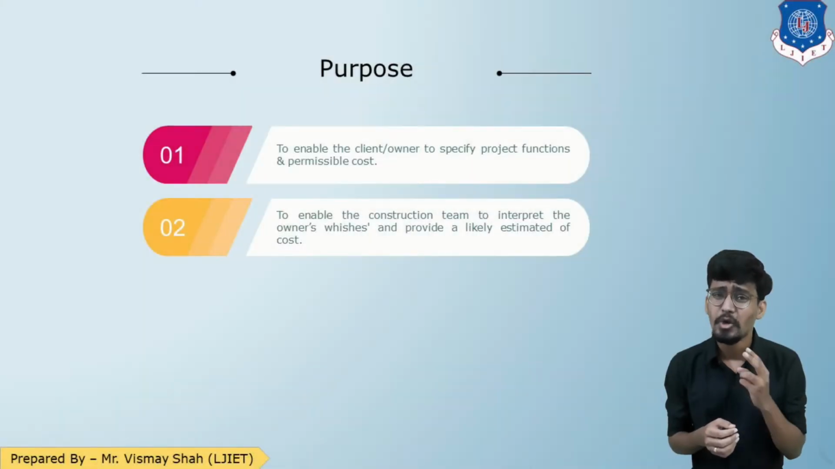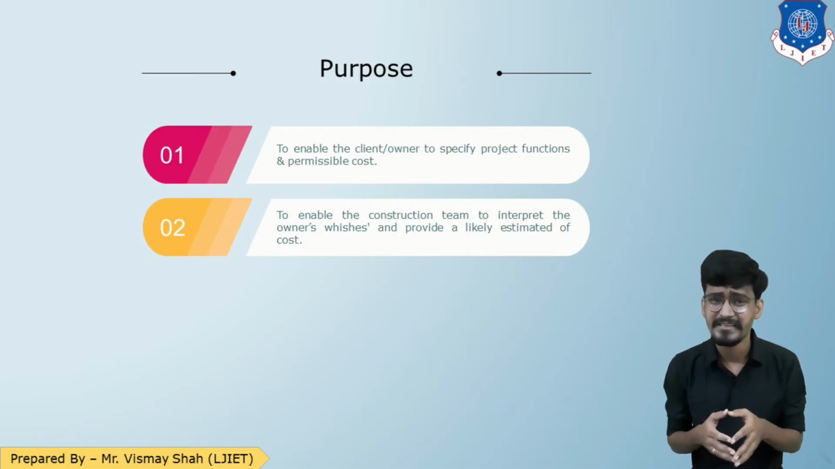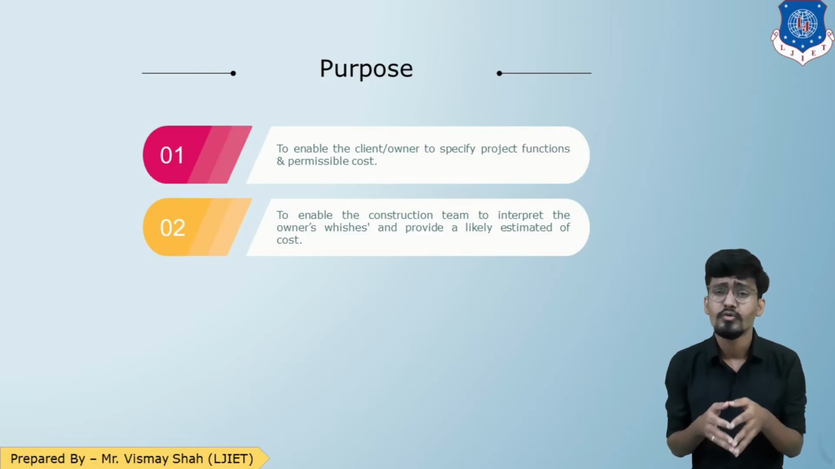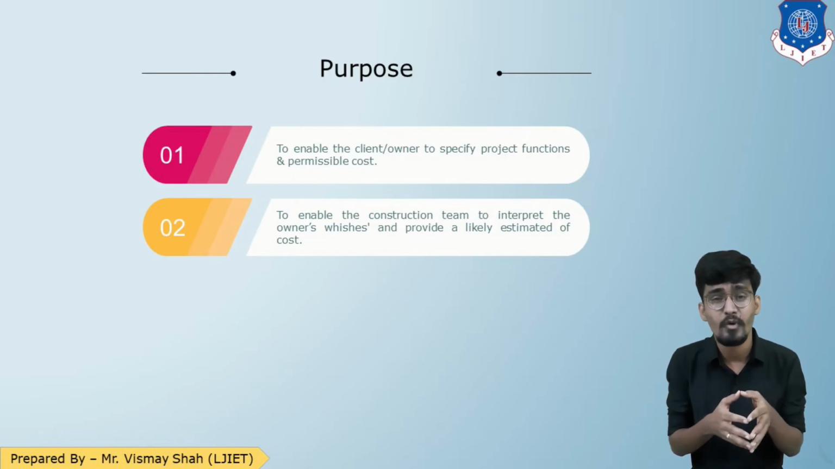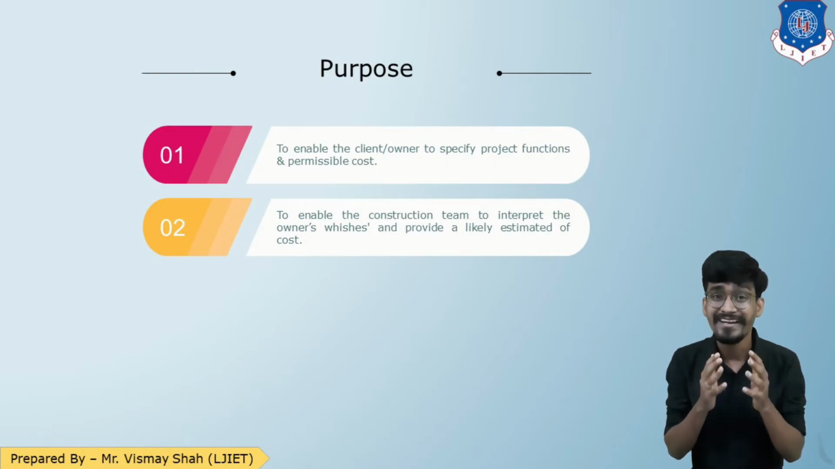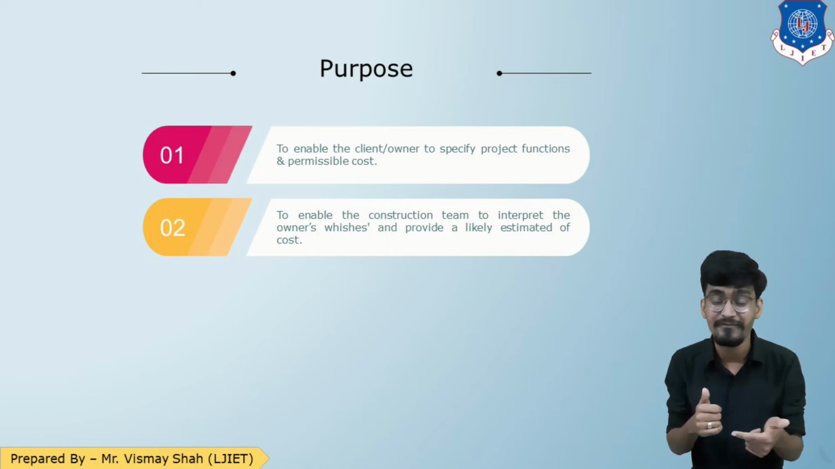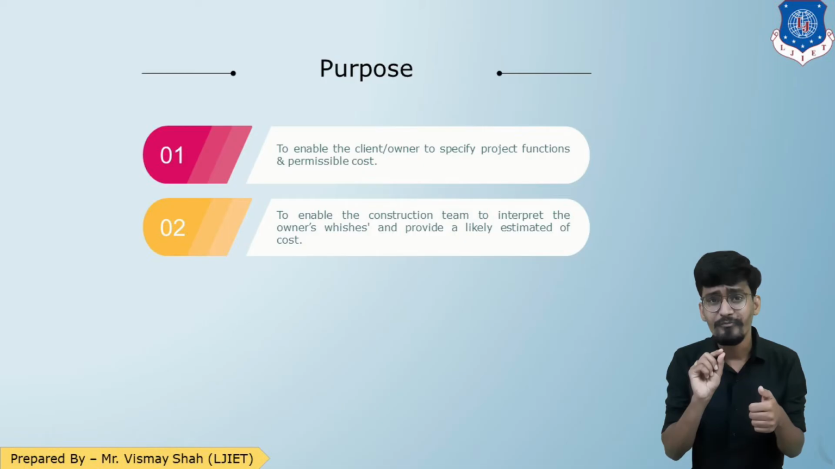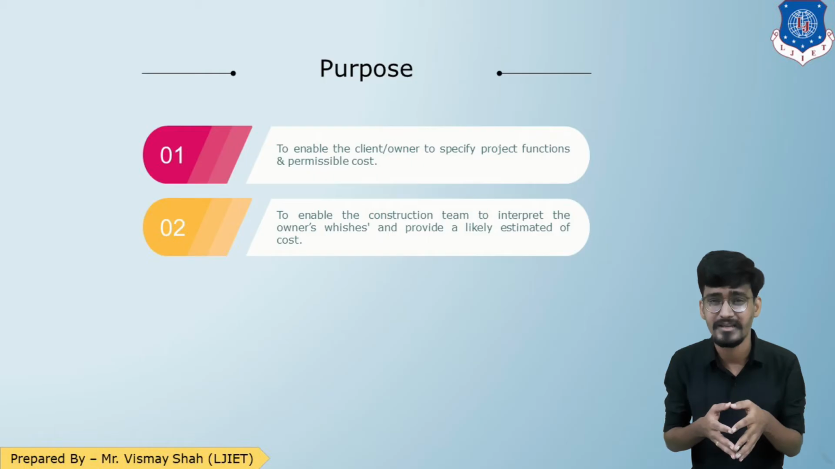So there are mainly 2 purposes of this briefing stage. The first is to enable the client or the owner to specify the project function and permissible cost. Yes, in this stage, the project function, that is, what the client actually wants to do by this project, what his vision is, what his thinking is. As well as, to fulfill the functions of that project, what are the permissible cost and budget available with the client.